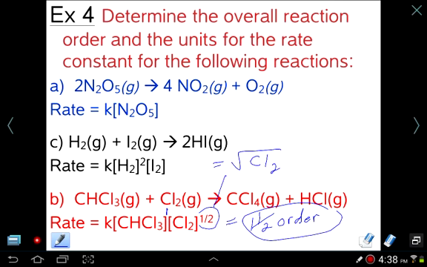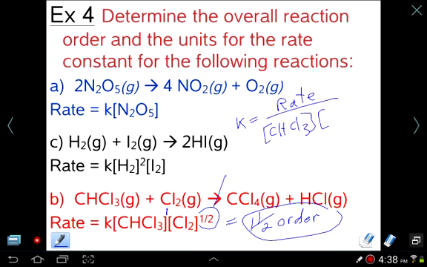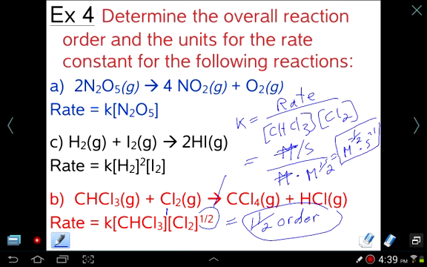And then if you were to get the units of this, let's go ahead and do the same thing as we did on the other two. Let's rearrange to solve for k. In this case, k will equal rate over the concentration of CHCl3 times the concentration of Cl2 to the 1/2. Again, rate is molarity per second. We have molarity on the bottom times molarity to the 1/2. And technically, these molarities cancel out. You're left with seconds and molarity to the 1/2. So our overall units will be molarity to the negative 1/2 times seconds to the negative 1.